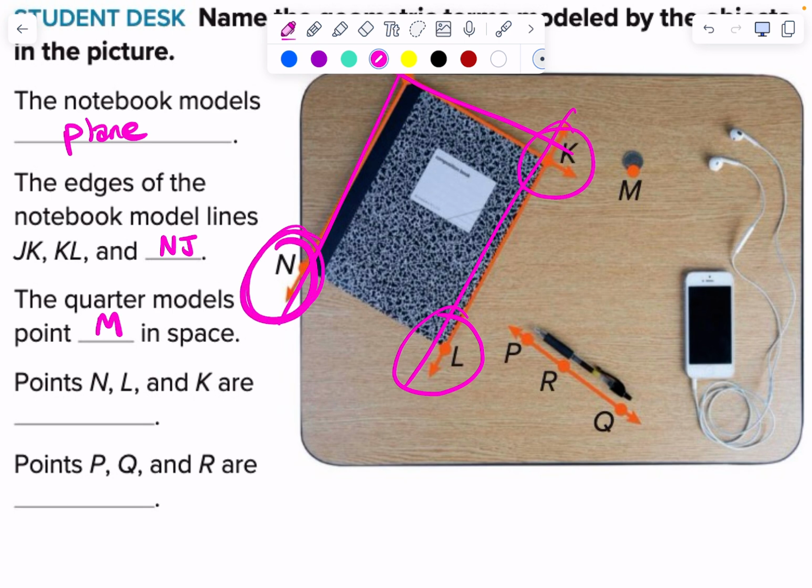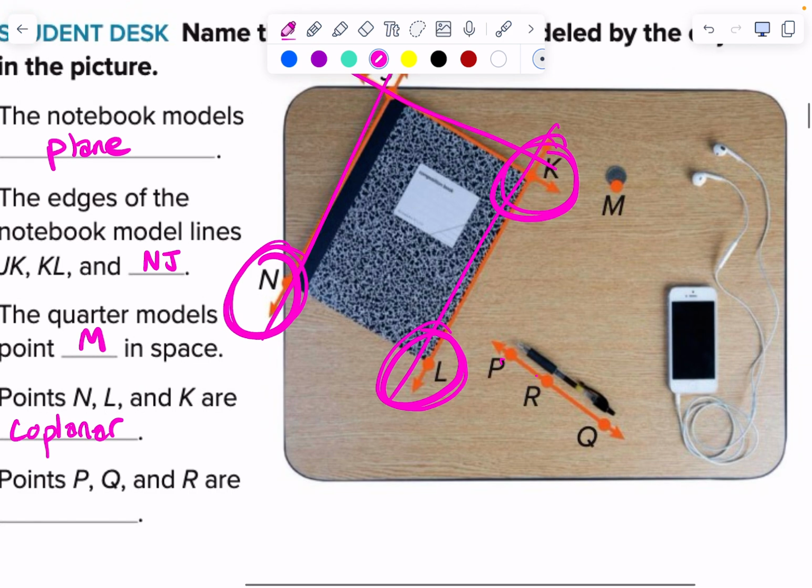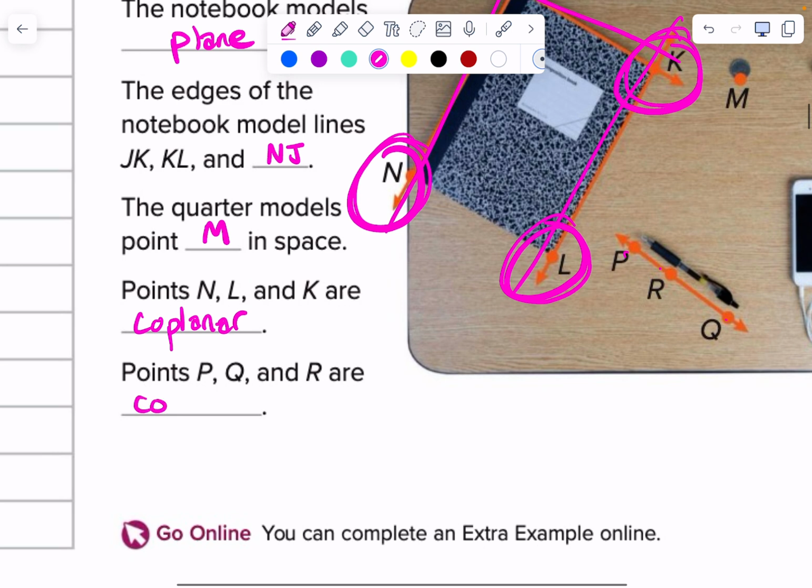No, points N, L, and K are coplanar because they all live on the notebook. Right? Coplanar. P, Q, and R are collinear. All right, am I going too fast? Are we doing okay? Same line, same plane. Got it?